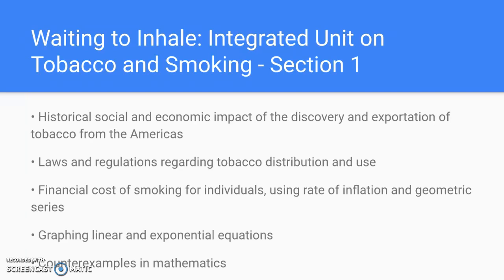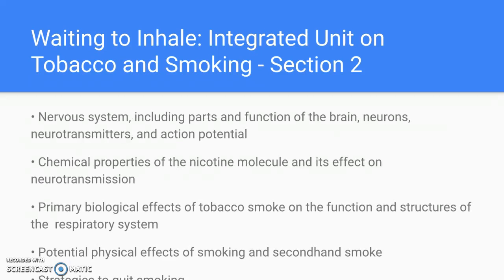They talked a lot about the history of tobacco, where it came from, laws and regulations, some of the financial costs for individuals, and the usage rate and that kind of stuff, and talked about a little bit of math and how that could apply to some of these issues and problems and get a better understanding of the greater context of things. Section 2 was more about the biology of smoking, the chemicals, the neurotransmitters, the biological effects of smoking, the potential physical effects of both first-hand and second-hand smoking, and the strategies to quit.